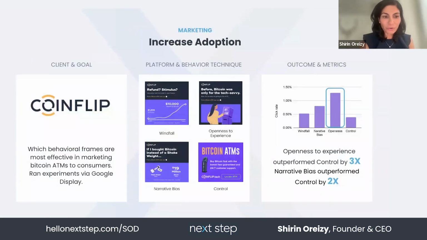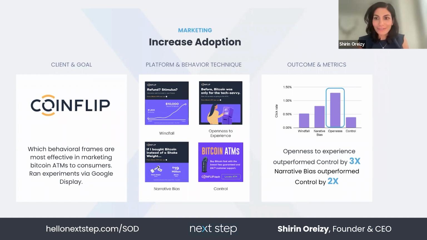This is actually for a client of ours that offers Bitcoin ATMs. So it has people go to local ATMs so they can buy Bitcoin. And we wanted to increase adoption for them at the top of the funnel. We tried a few different ads. I'm going to explain the storytelling or narrative bias example here, and in future videos, we're going to cover some of the other principles that we used. But our challenge here was to figure out how to tell the story to folks around why they should consider using these Bitcoin ATMs.